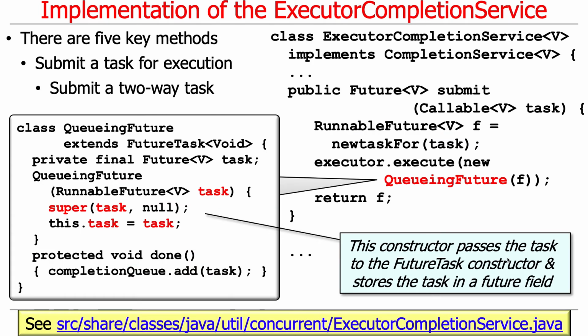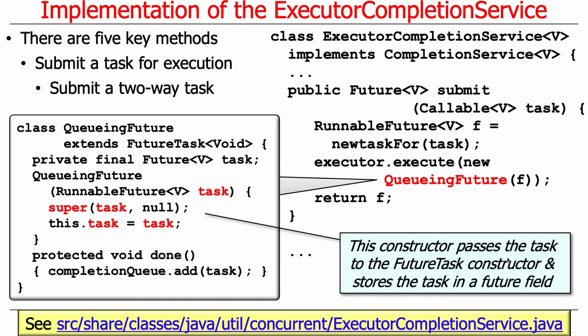Okay, so now we take this runnable future and we encapsulate this in a queuing future. So now we've got like a Russian doll stack of nested tasks, if you will. Remember, we started out with our callable, and we encapsulated that inside a future task. And now we're going to take that result, and we're going to encapsulate that inside a queuing future. And each of these things does something else. It's kind of like the decorator pattern, but it's pretty interesting.